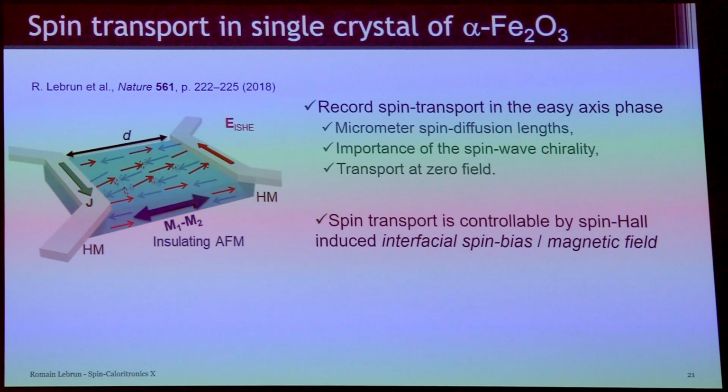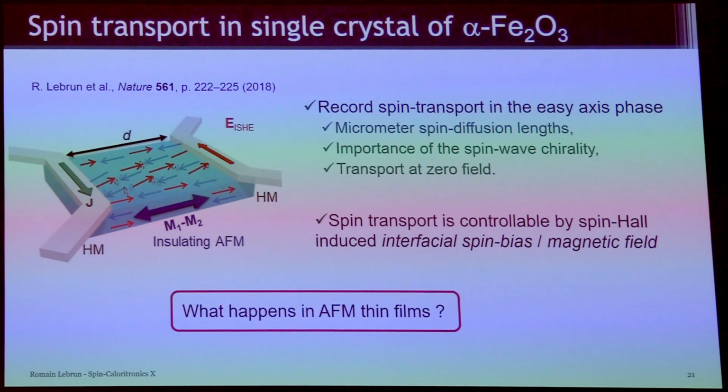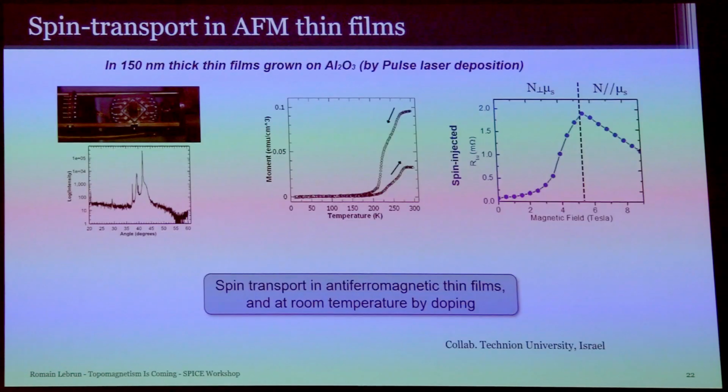But the last question, if we want to develop some real devices, we need to be able to do that not only with single crystals that are, let's say, about a few micrometers thick and generally even more, a few millimeters thick, but to do it with antiferromagnetic thin film. So this is what we have been trying to do quite recently. The idea was to grow thin films of hematite by pulsed laser deposition on sapphire substrate. And for a 100 nanometer thick thin film, we could observe again this Morin transition by SQUID magnetometry.